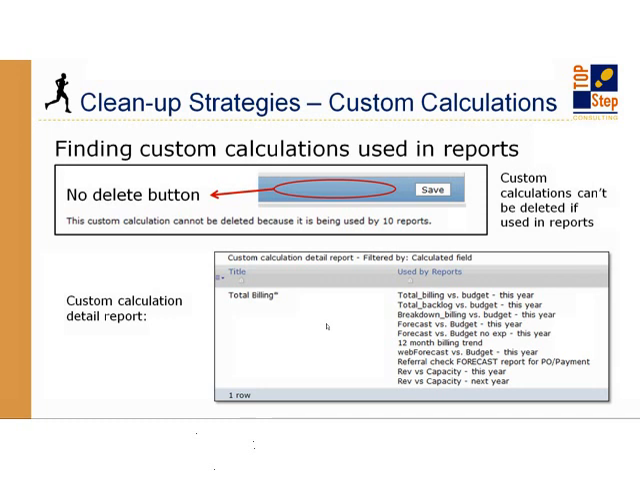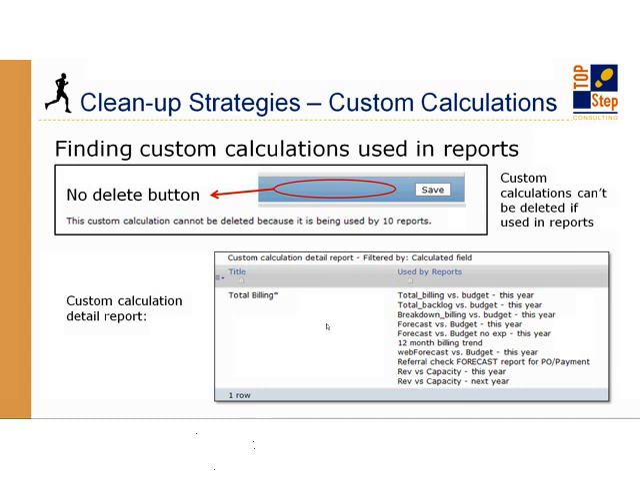You go to the old one, you try to delete it, and you see you can't. Uh-oh. You scroll down in the tip section, you can see you can't because it's being used by 10 reports. You're thinking, great, which reports are they? No problem. You can run a report. It's called a custom calculation detail report. So just go to Reports, Detail, and Custom Calculation. And you can see what you see here.